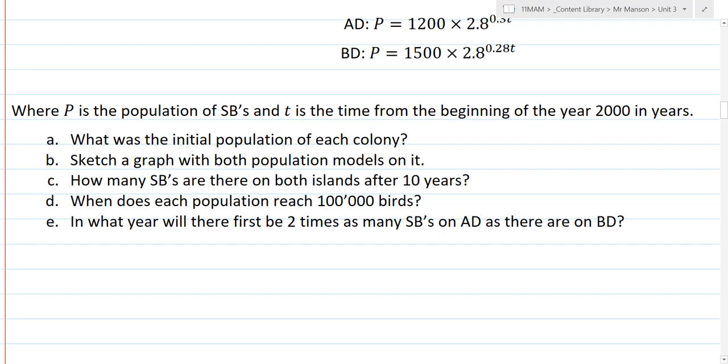Okay. Ubba Dubba and Bubba Dubba. P is the population of squawker birds, and T is the time from the beginning of the year 2000 in years. What was the initial population of each colony? So we've just done that one. A, I'm not writing them down, by the way, 1200 in Ubba Dubba. I know you're just drawing it out of me.